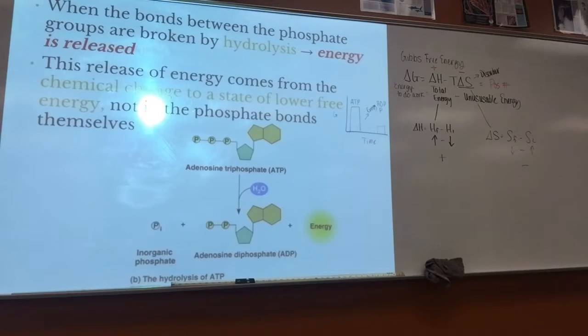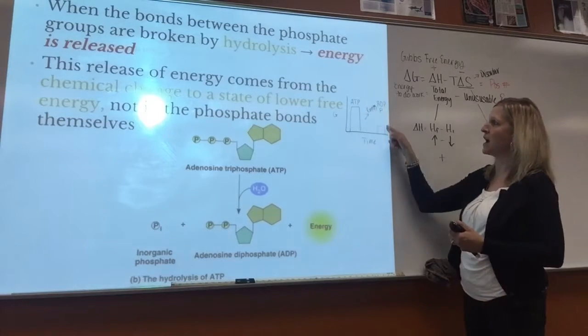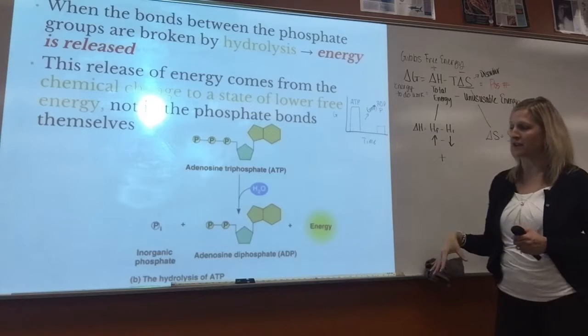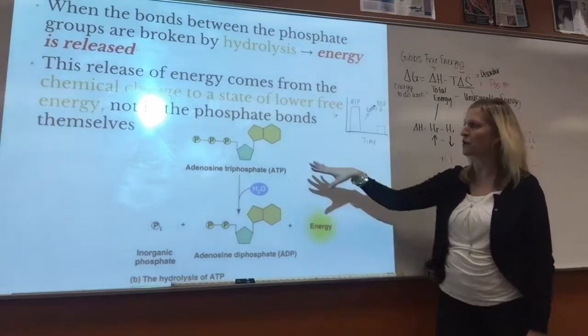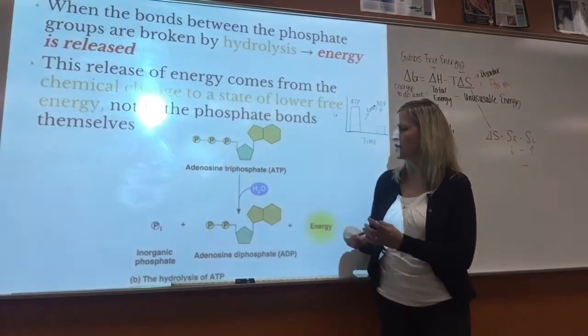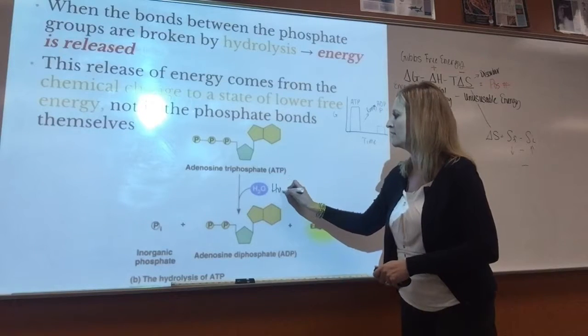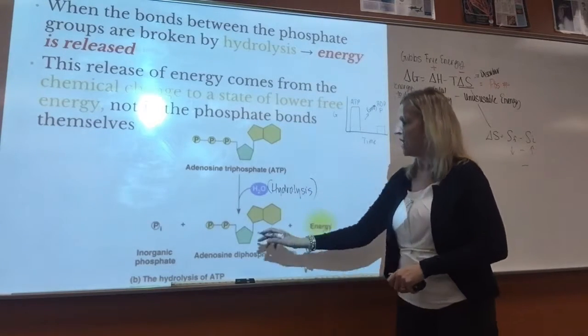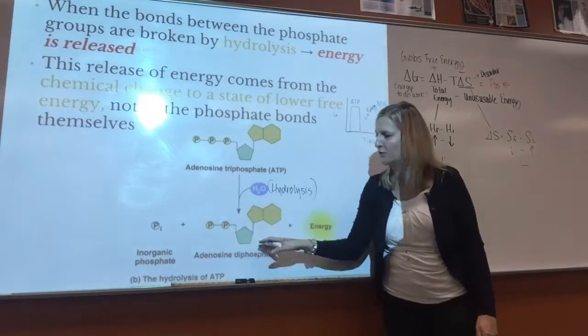So that's what this picture here is showing you, the breakdown of ATP into ADP and a phosphate. So they take off the phosphate here. So here are your 3 phosphates. Here's your addition of water. That's your hydrolysis, right? Breaking it down. And then we get ADP with the 2 phosphates.